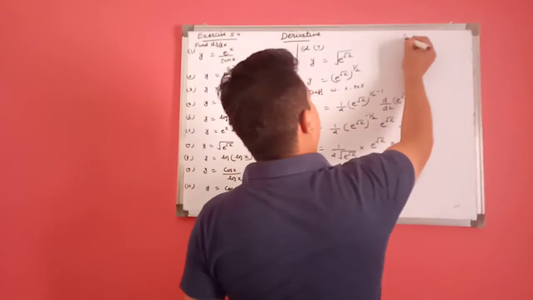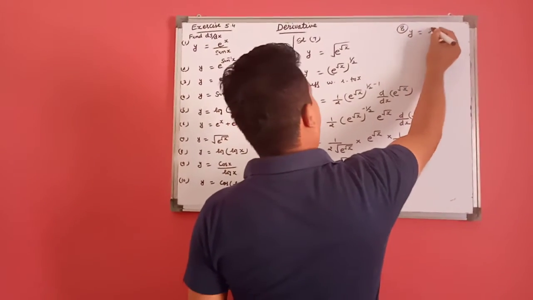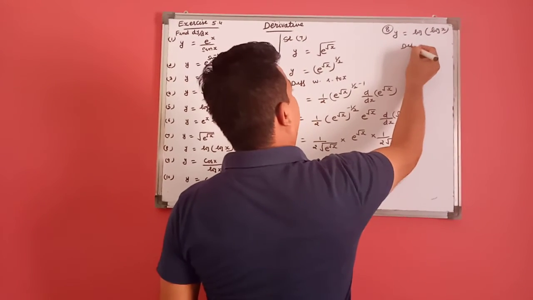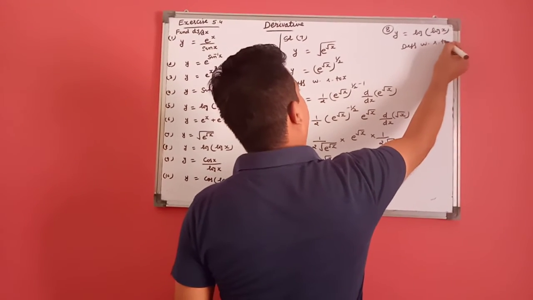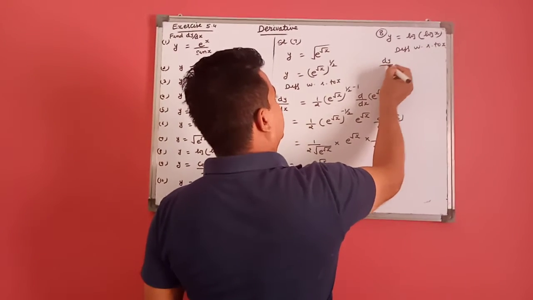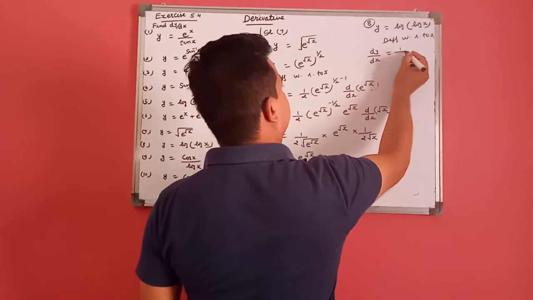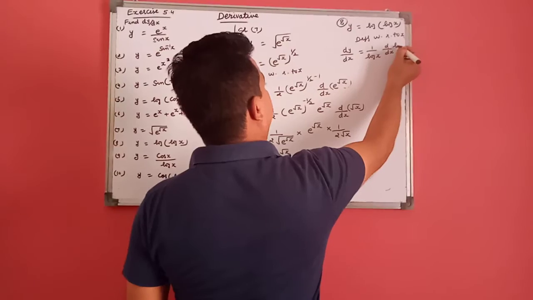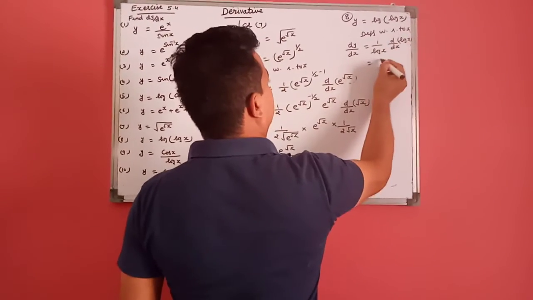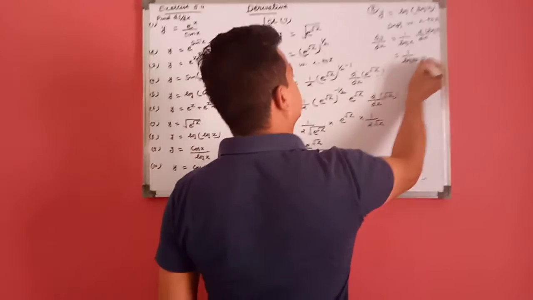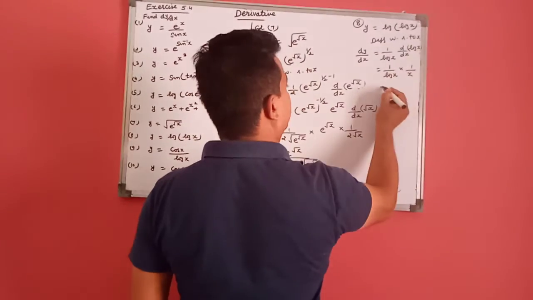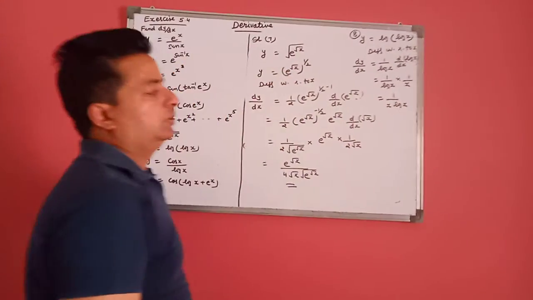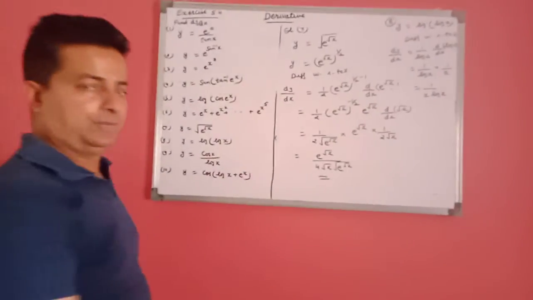In 8th question, the statement is y is equal to log of log x. When we differentiate with respect to x, that is dy upon dx, differentiation of log is 1 by x, and differentiation of the angle. This means 1 upon log x. Differentiation of log is 1 by x. This is the derivative of question number 8.